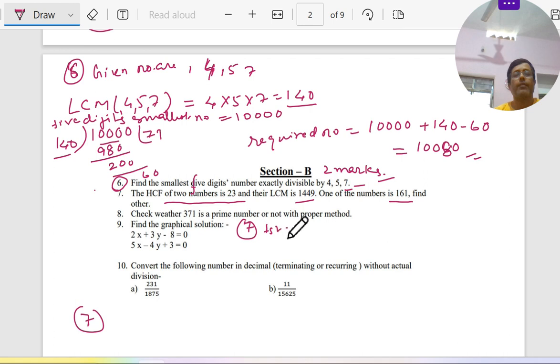First number is equal to 161. Second number is not given. HCF is given, this HCF is equal to 23. First number is equal to 161 and LCM is given. LCM is equal to 1449.